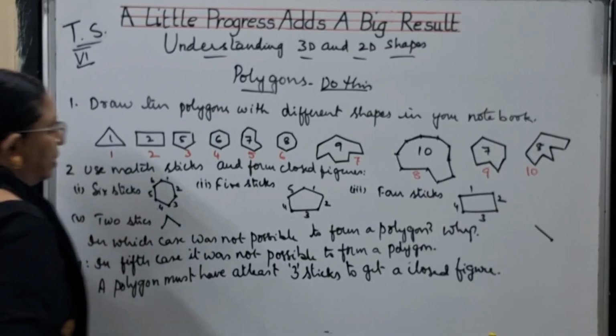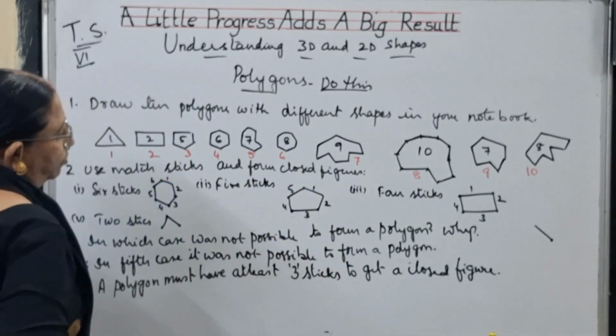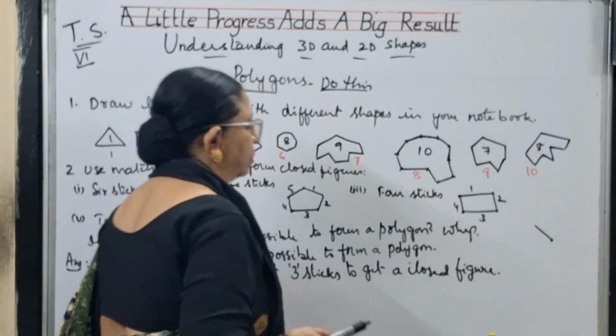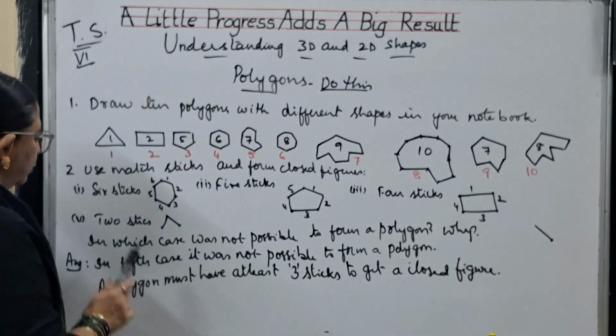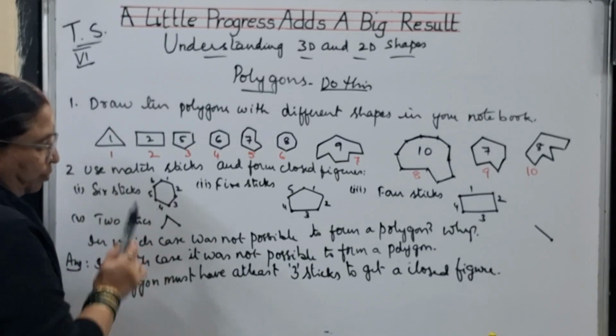This way, you will get 5 sticks if you use 1, 2, 3, 4, 5, and you will be getting the figure. And 4 sticks, if you use 1, 2, 3, 4, you are getting the figure in this way. Now, 2 sticks they have asked. 2 sticks means what, children? 1 and 2. That's all.